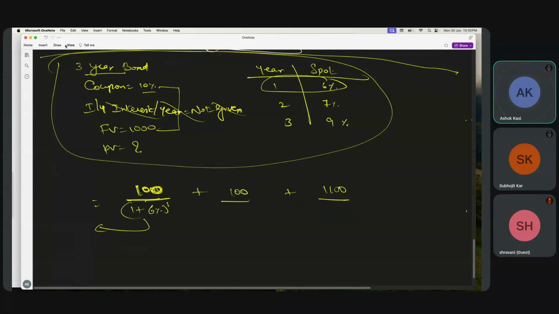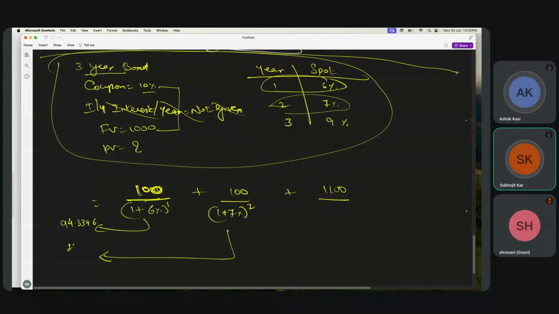It's 94.3396. Keep it in store 1. Then the second one is 7%, this is the 2-year spot rate. 1 plus 7% raised to 2. It's 87.3438.